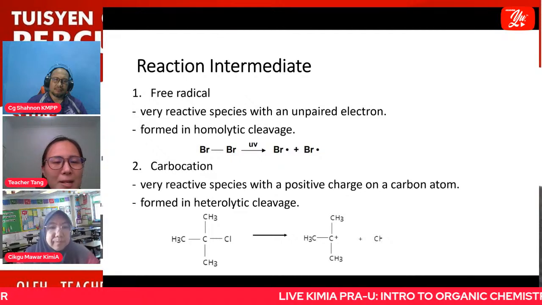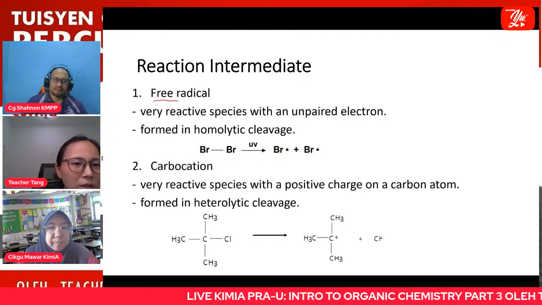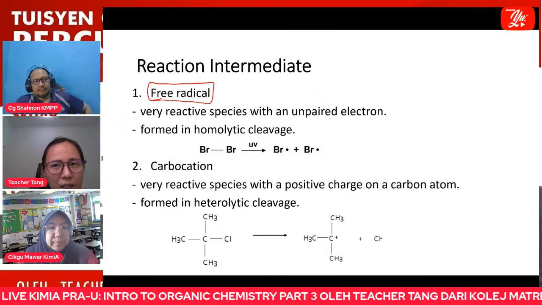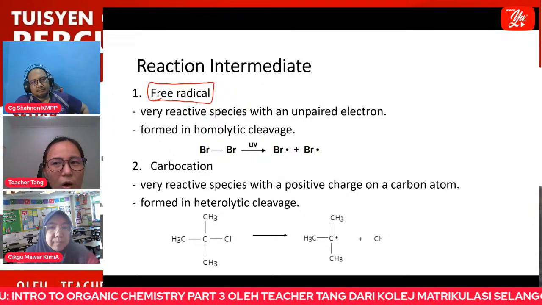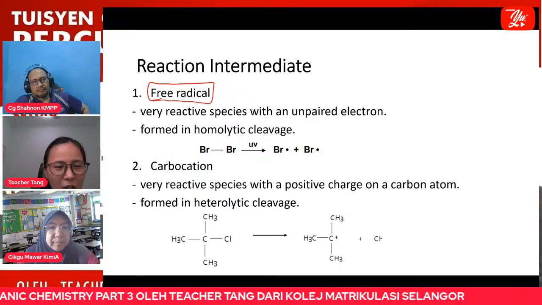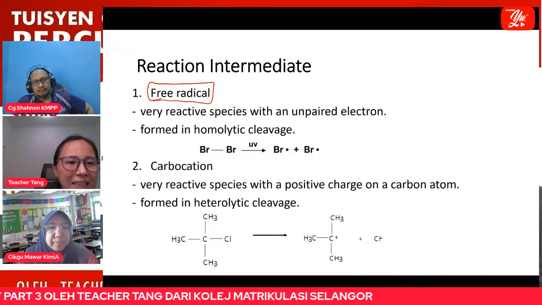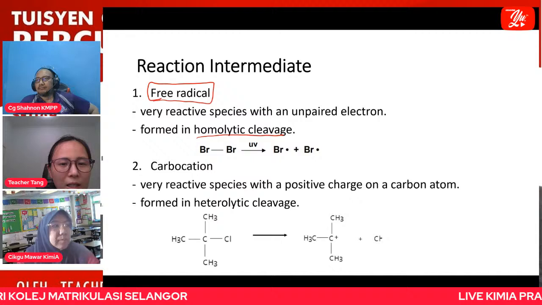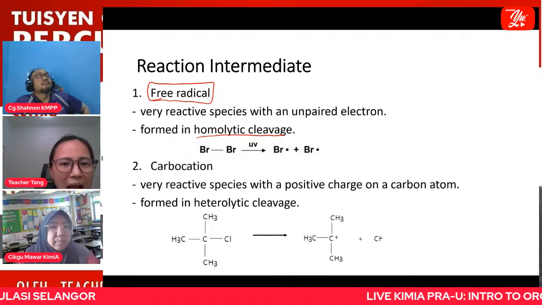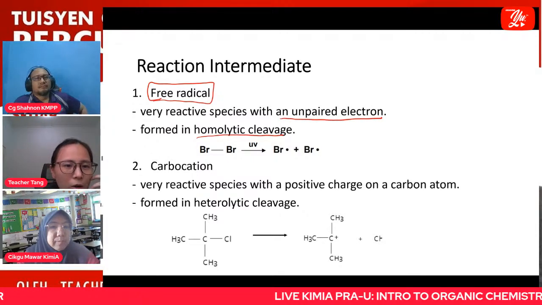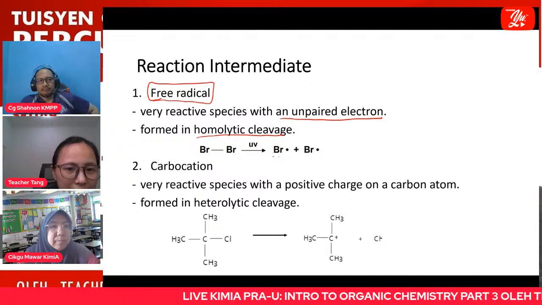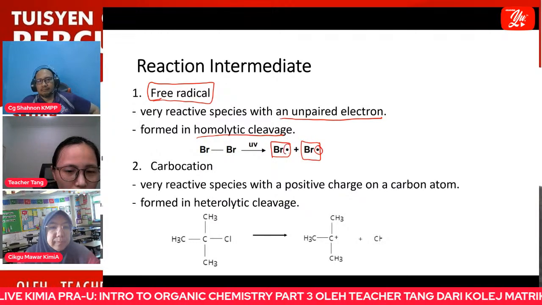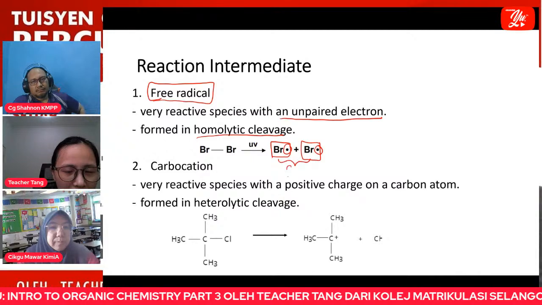In your syllabus, usually we are going to look at 3 different types of intermediate. The first intermediate is called a free radical. Do you still remember what a free radical is? Basically, a free radical forms after homolytic cleavage. How do we know that it is a free radical? A free radical has an unpaired electron, just like this. So they are free radicals.